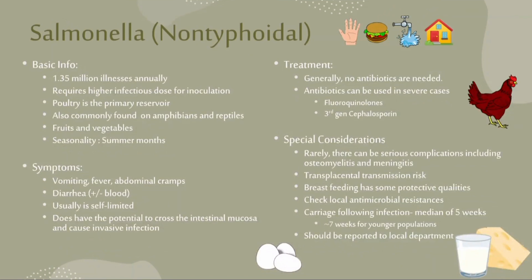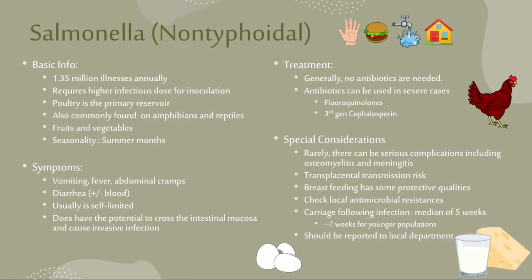Poultry is the primary reservoir here, but you can get it from fruits and veggies. We see it on the news a lot from spinach, just things that aren't washed very well. These are also commonly found on amphibians and reptiles. It is secreted in their feces and then it ends up on their body just from their living environments. And there is a seasonality to this, so we see this most commonly in the summer months.